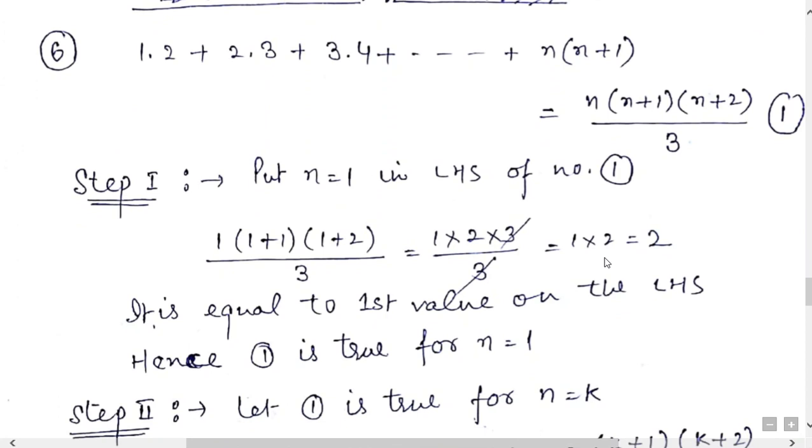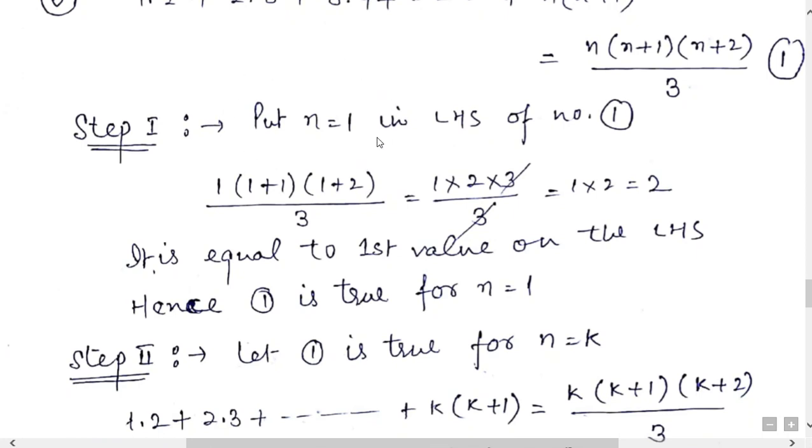Question number 6. The first term of the series is 1 into 2, then 2 into 3, 3 into 4, and the last term is n into n plus 1. And on the right hand side, n into n plus 1 into n plus 2 divided by 3. Let it be number 1.